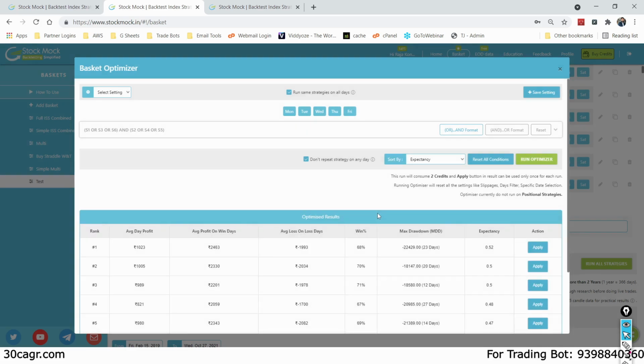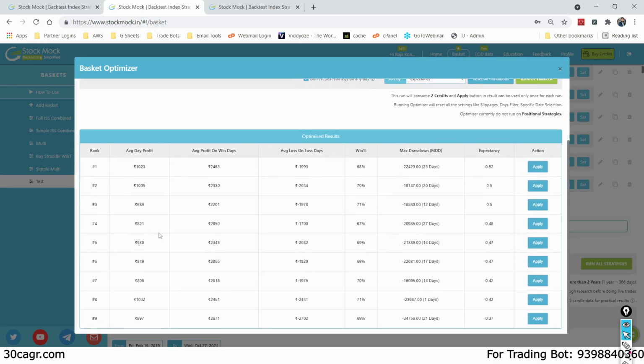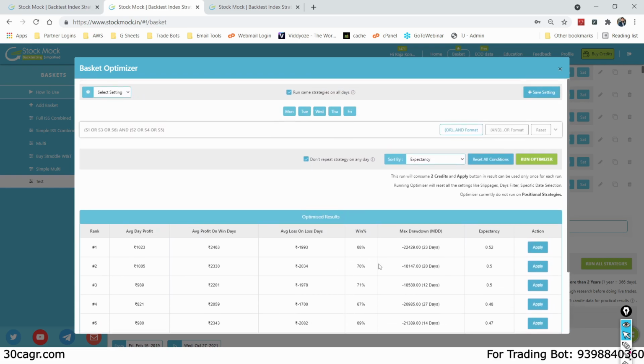If you want to know more about the optimizer, you can watch Nitish's videos under this education section. You have them. But my point here is not to explain what the optimizer is. My point here is only to tell you some of the mistakes that we make while picking the combinations. All right. Now you can see that there are a few results, maybe the top 9 results this tool is showing us. I see most of the time users simply go and pick this top strategy, right? It has the highest expectancy of 0.52.